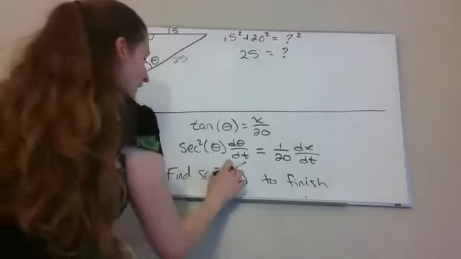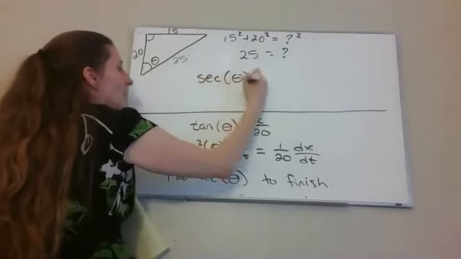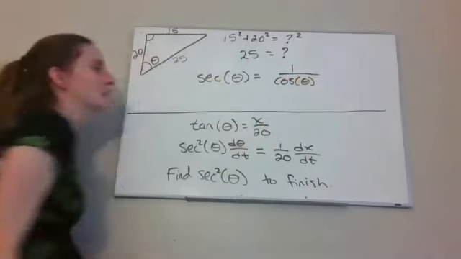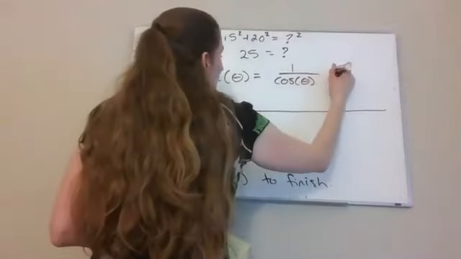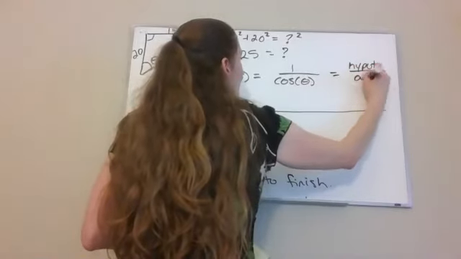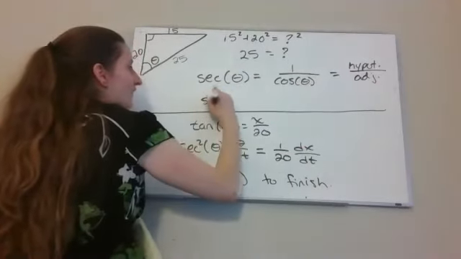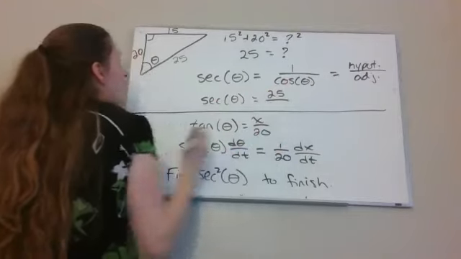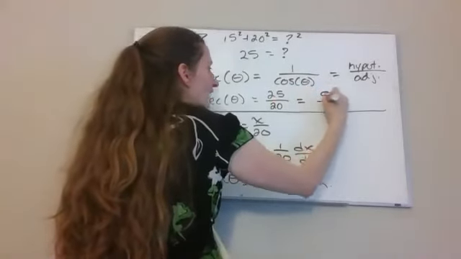I want secant squared of theta. Well, what's secant of theta? Secant of theta is the same thing as 1 over cosine of theta. Cosine is your adjacent over the hypotenuse. So 1 over cosine will be hypotenuse over the adjacent. So this means that my secant of theta is the hypotenuse, which is 25, over the adjacent side, which is 20, and that simplifies to 5 over 4.